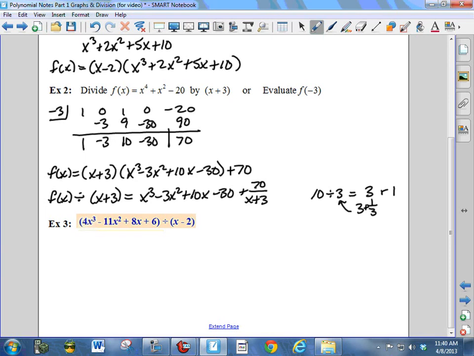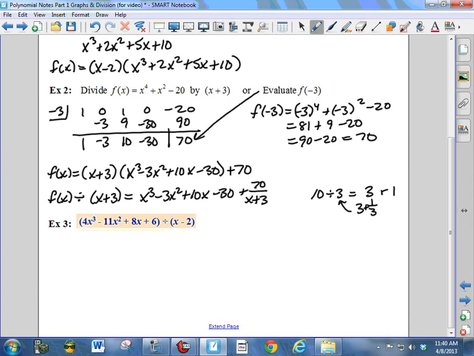Now, if I evaluate f of negative 3, f of negative 3 is negative 3 to the 4th plus negative 3 squared minus 20, which is 81 plus 9 minus 20, which is 90 minus 20, which is 70. So look at that. I already figured that out. f of negative 3 is 70. That's the other thing I can do with this.